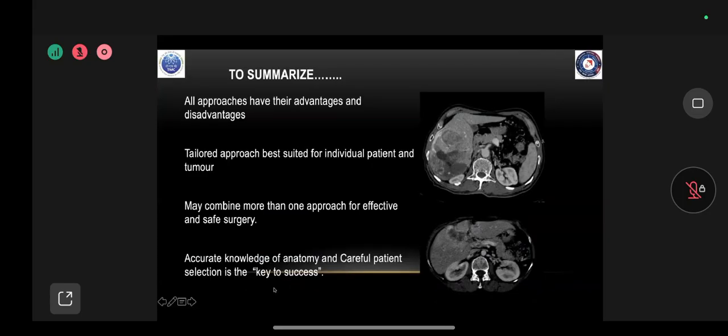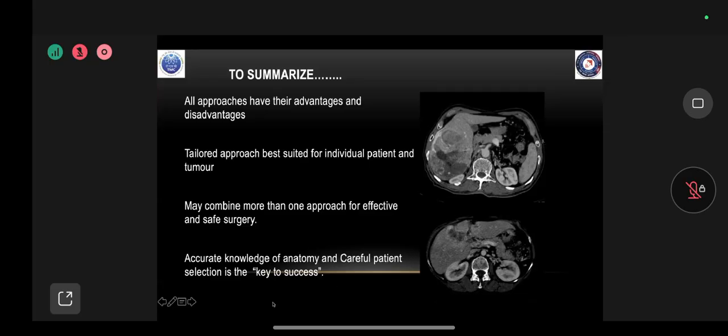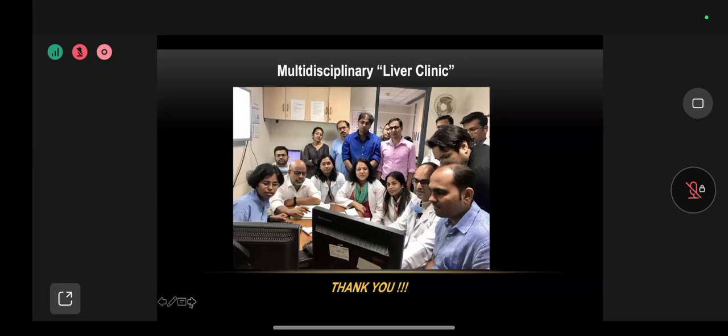Just to summarize, accurate knowledge of anatomy and careful patient selection, I cannot overemphasize this, is absolutely essential. Whatever techniques I have described have their own advantages and disadvantages. See the scans carefully, select what is best suited, and be open to combining either of these approaches. You can do that once you are aware and comfortable with all of them, and you can use a combination of these to make the surgery more effective and safer. Thank you so much. Happy to take any questions if there are.